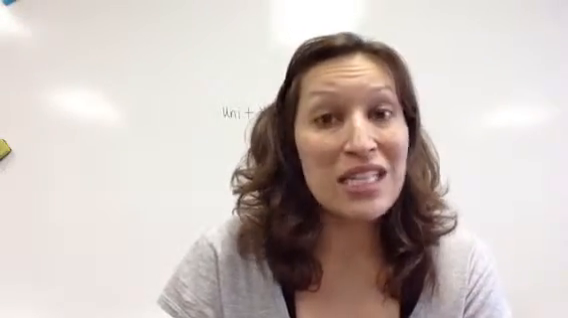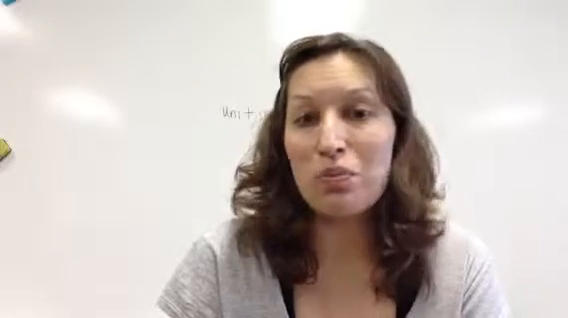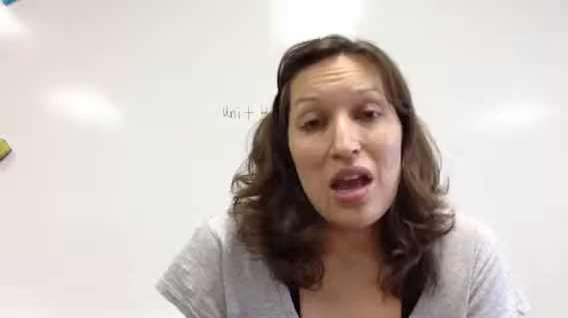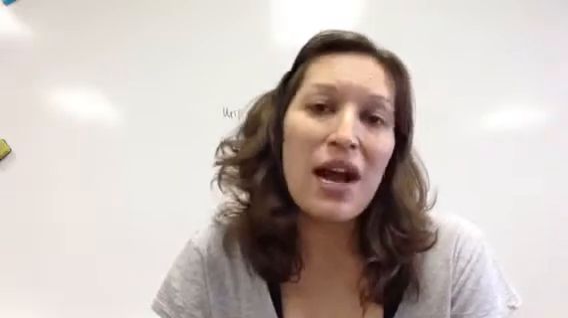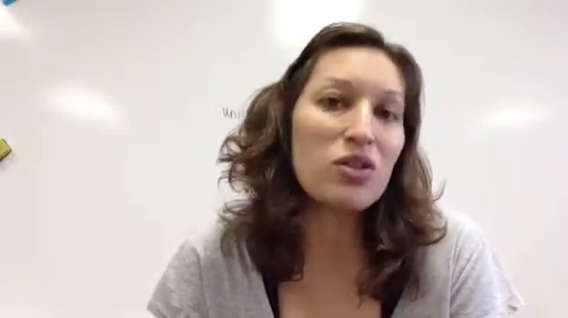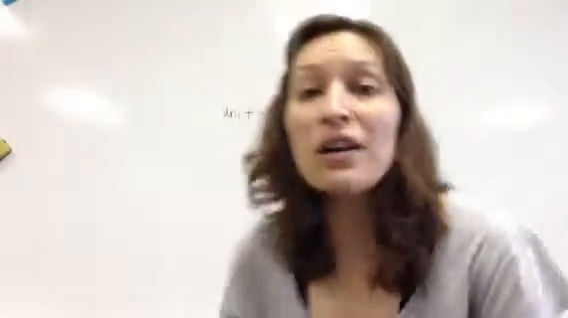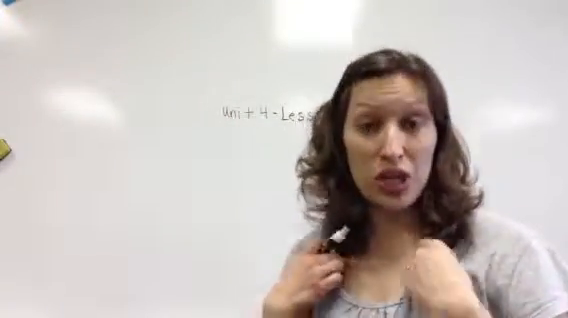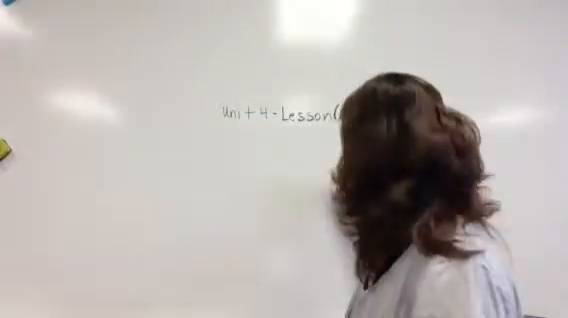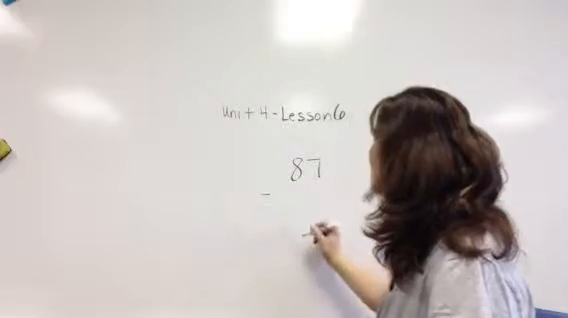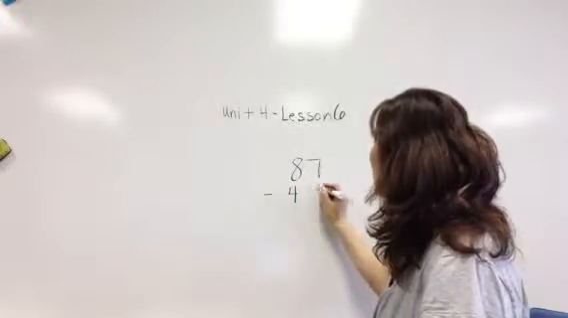But the difference is that I didn't teach it first. I didn't teach rules that just were meaningless. I taught them meaning first, and now I'm teaching them to connect that meaning to the rules. Okay? You're going to see what I mean in just a second. All right, so we've got two double-digit numbers where we're going to need to do regrouping. So let's take 87, and we're going to subtract 49.